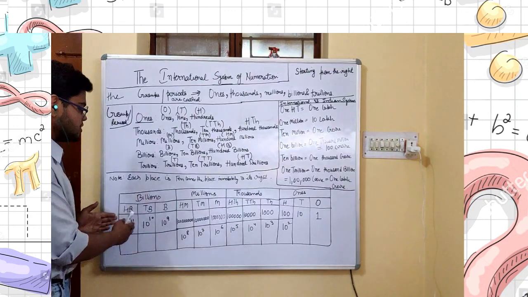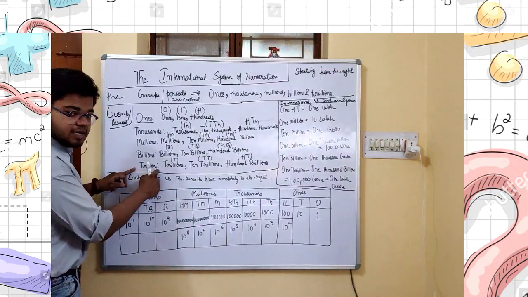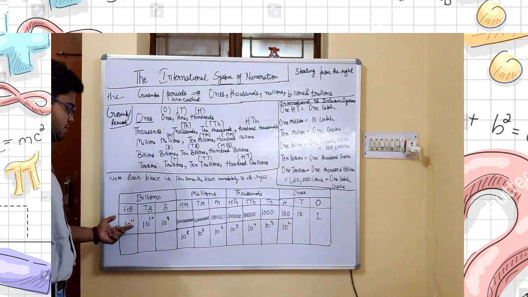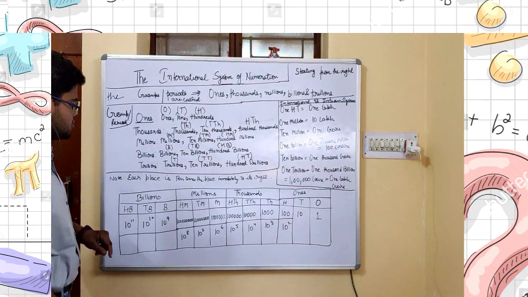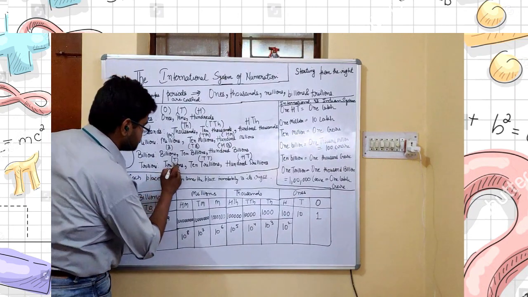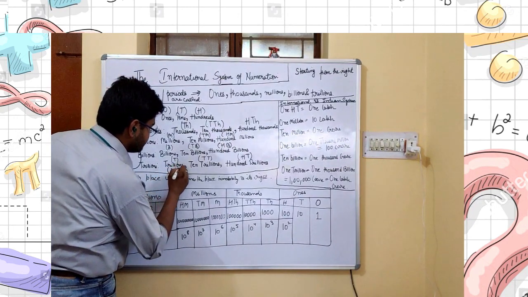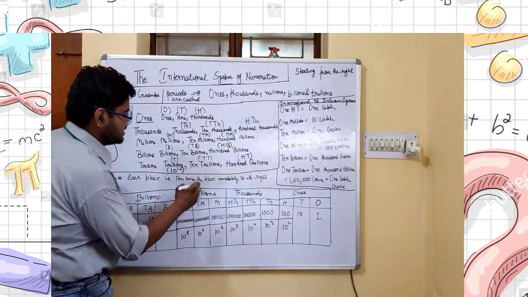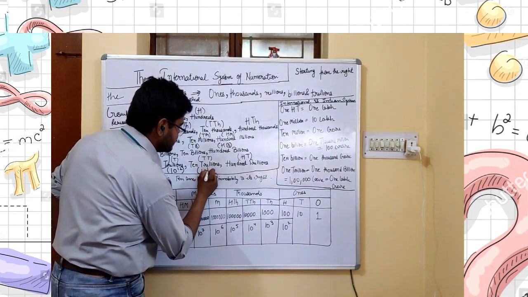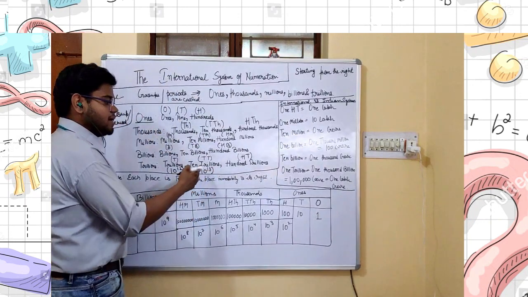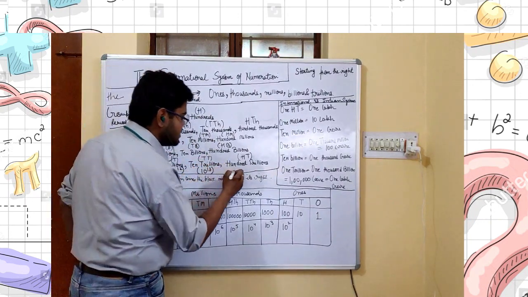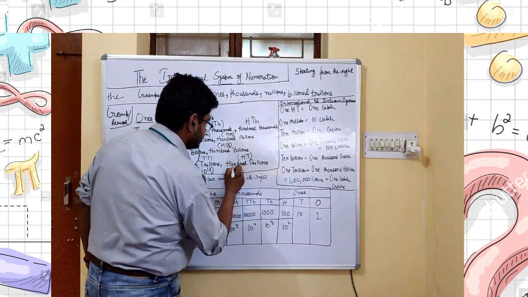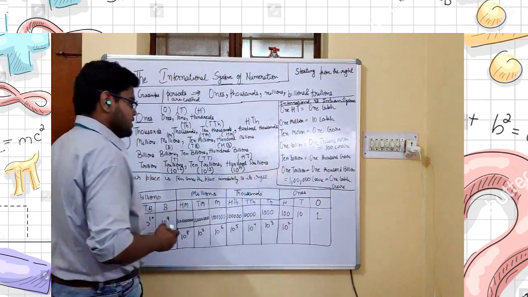And children, after billions, the period that we have is trillions. If we multiply 100 billion with 10, then how many zeros will it have? It will have 12 zeros. So trillion is what? 10 to the power 12. And if you multiply trillions with 10, then it will have 13 zeros. And if you multiply 10 trillions with 10, it will become 100 trillions, which is 10 to the power 14, and it will have 14 zeros, children.